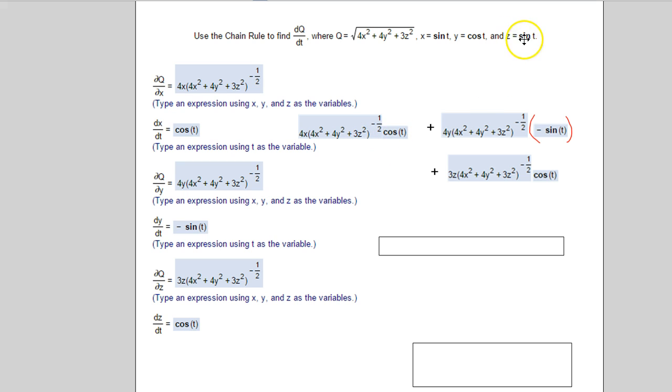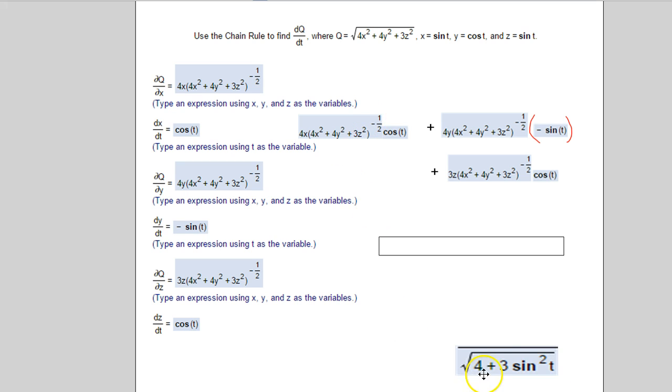The 3z squared will be 3 sine squared, and because of the negative 1/2, that'll take it down to the denominator. So that'll be a common denominator in all these pieces that are being added together. And in the numerator, because of the 4x, we're going to have 4x, where x is sine of t, times the dx/dt, the cosine t. So that's going to be the numerator over top of that common denominator.